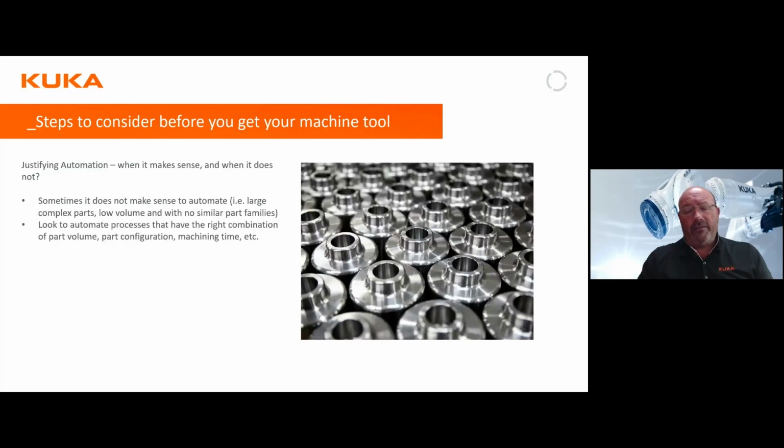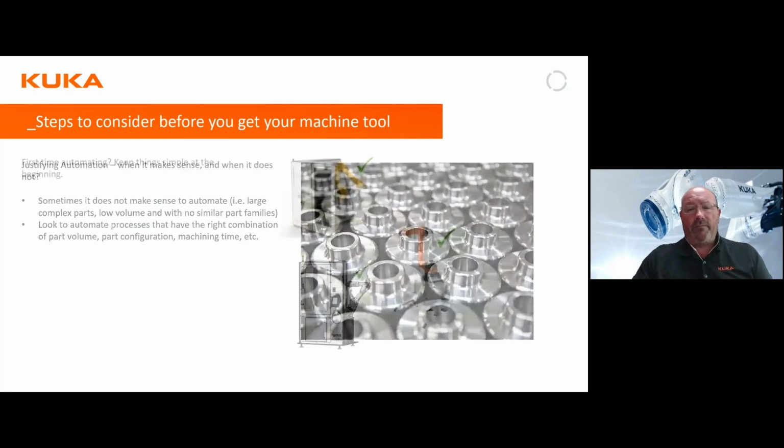If, however, you have parts with high volumes, or you have families of parts that are generally similar in shape and configuration, and your machine cycle time aligns well with having a robot and automation feed product, then automating might be right for you.